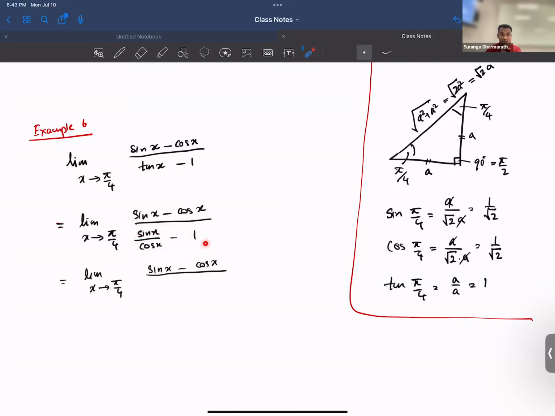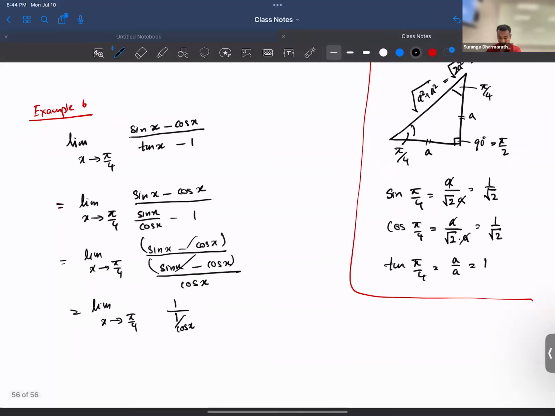Cosine x, right? I can write sine x, common denominator cosine x, minus cosine x. Okay, does that make sense? So now this one and that one is the same. This is 1 over cosine x, right? So you cancel this out, and you have limit x goes to pi over 4, 1 divided by 1 over cosine x.